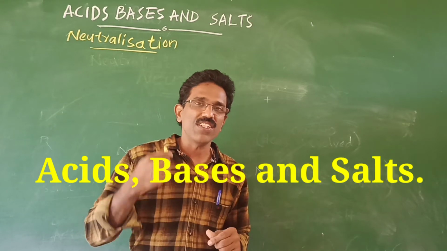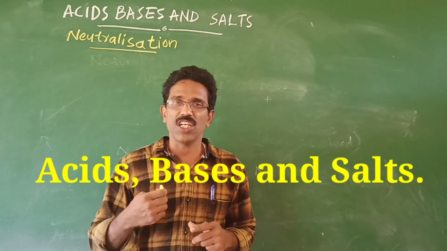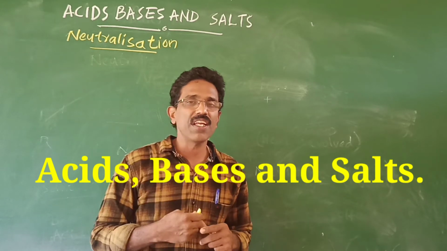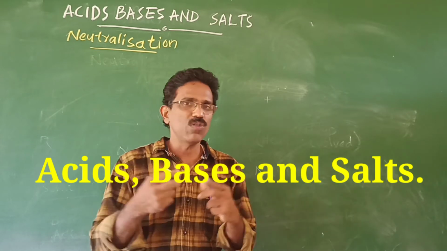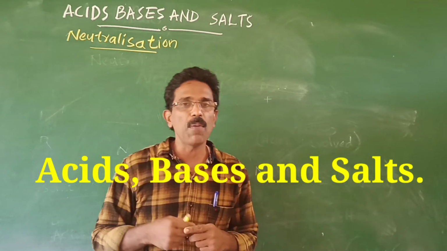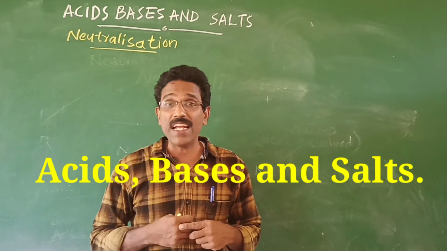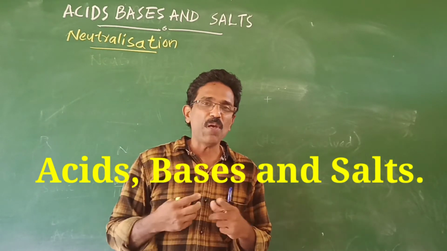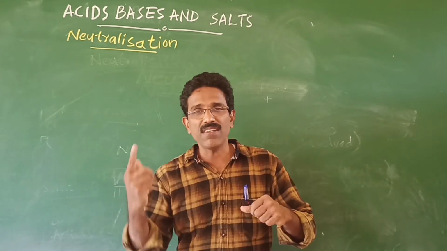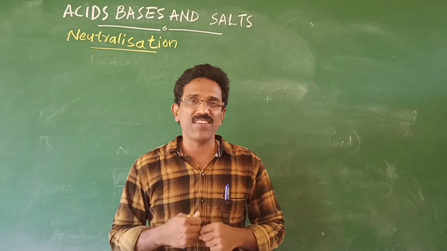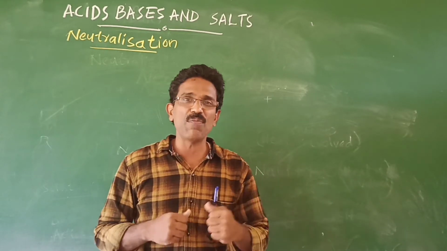In the first class we discussed natural indicators: China rose indicator, turmeric indicator and litmus indicator. And you have seen the color change when we apply acids and bases on these natural indicators, isn't it? You may be wondering what happens when an acid reacts with a base. We are going to discuss the reaction between acid and base today.